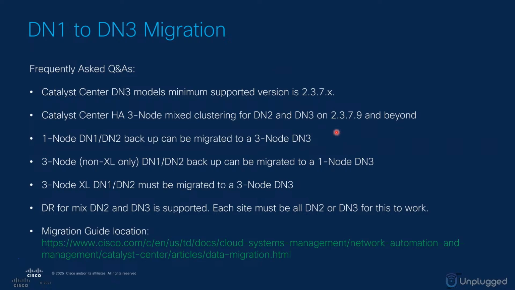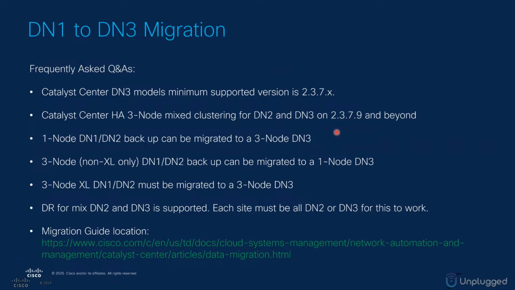The answer is in 2379, which is a release that will be coming out in the next couple of weeks to a month. You can mix them, meaning you can have some of the 3-node cluster members be DN2, and some be DN3. We're not isolating you to only having one or the other in 2379 and beyond.